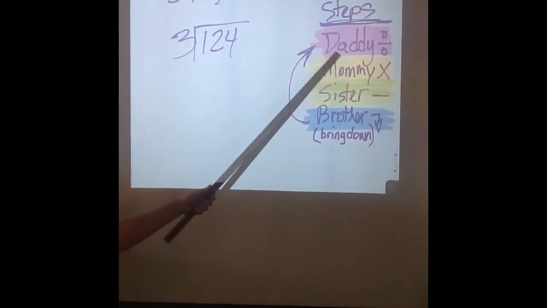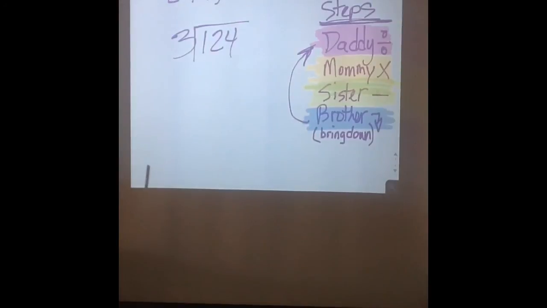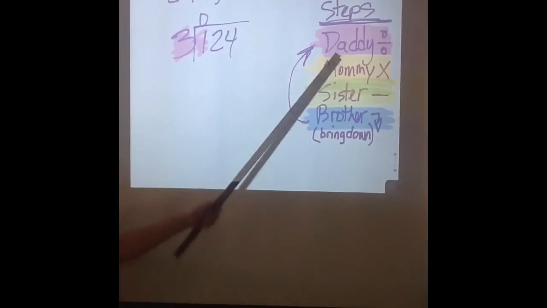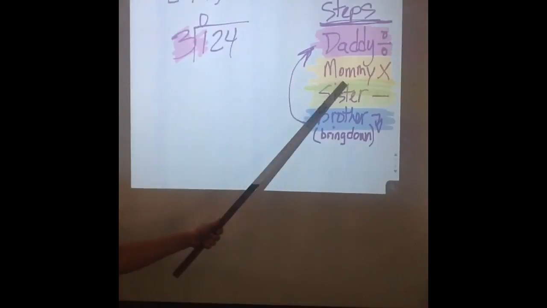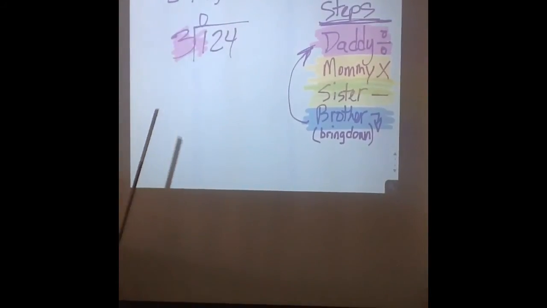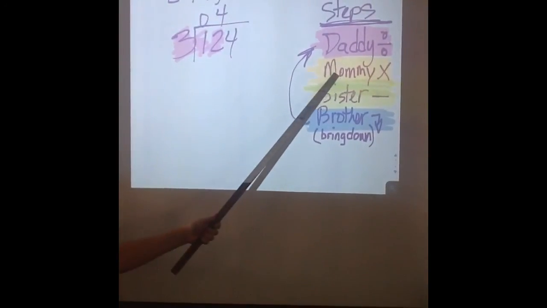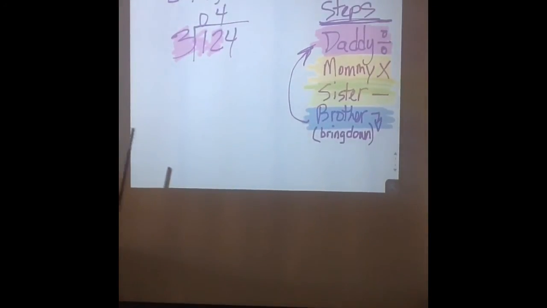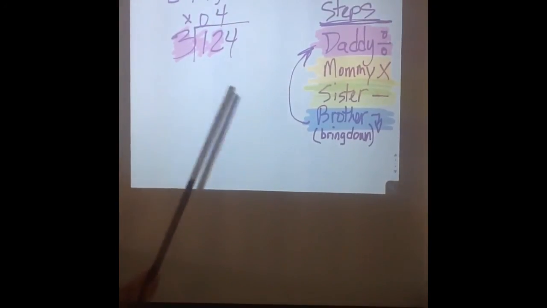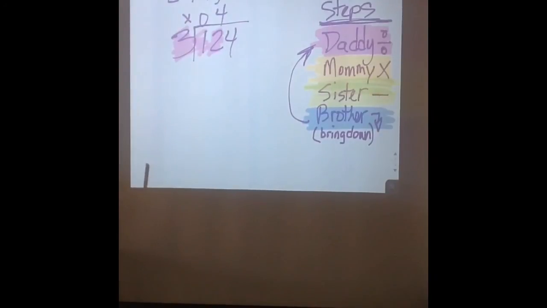We start out with our Daddy Divide question. What is it? How many 3s go into 1? 0. Next question is our Daddy Divide question. We haven't gone anywhere yet, right? So, how many 3s are in 12? 4. Now what do we do? Sister subtract. No, Mommy multiply. Don't forget to do that. 3 times 4 is 12.